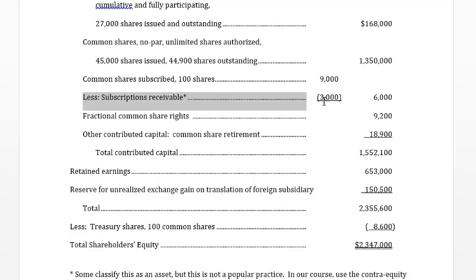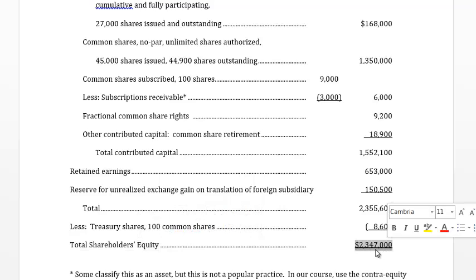Some companies might take this account and present it differently. The other presentation you might see is to have it right between this treasury share account and the total. But that does not affect your total equity. Your total equity would still be the same. So you have an option.